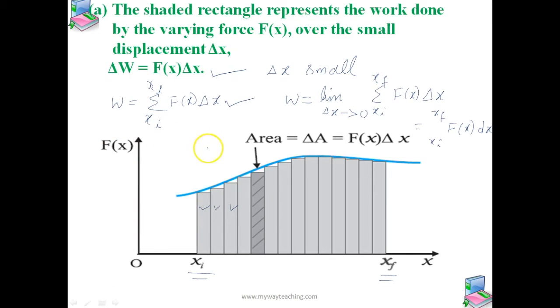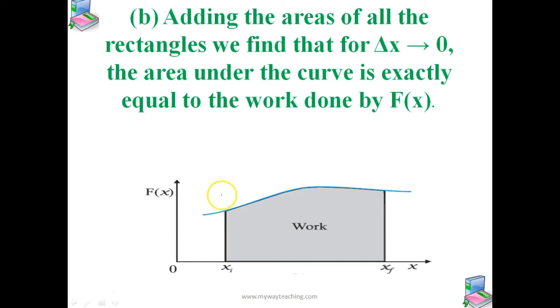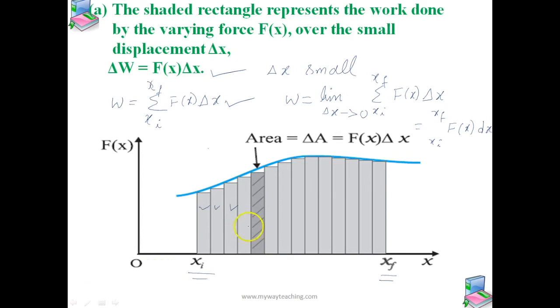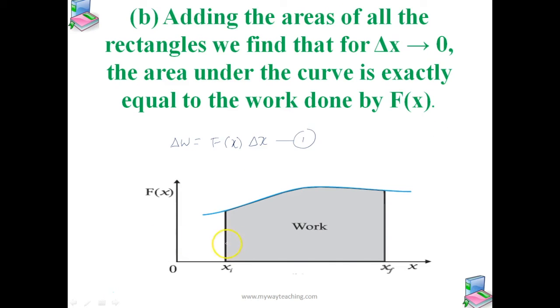So we can consider one more figure. See, the shaded rectangle represents the work done by the varying force f of x over the small displacement delta x, where delta W is given by f of x delta x. And this is given in the figure that we saw just now. In this particular figure, adding the areas of all the rectangles, we find that as delta x tends to 0, it gives the area under the curve, which is exactly equal to the work done by f of x, as shown in this particular graph.